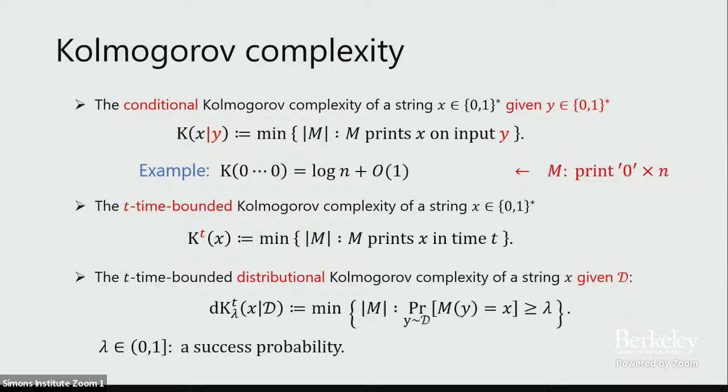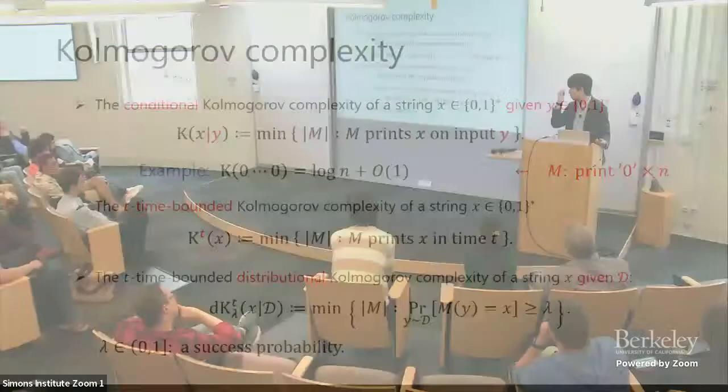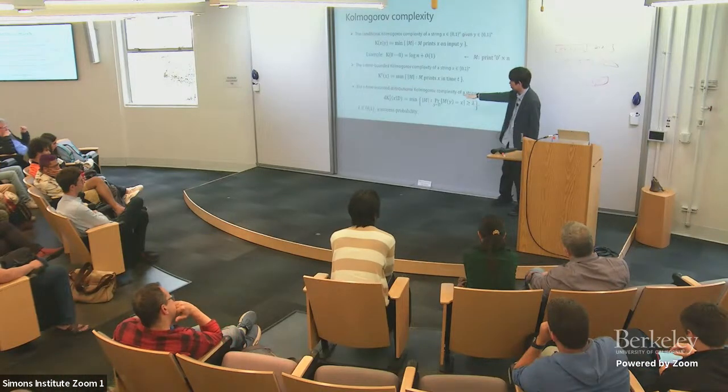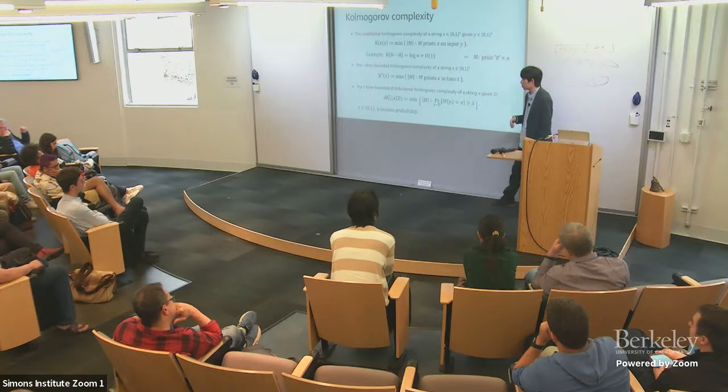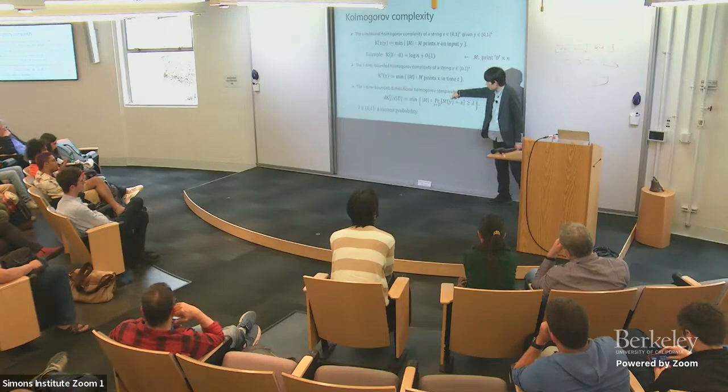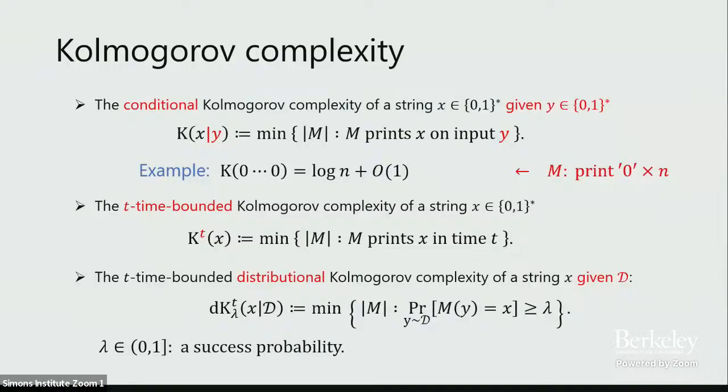Shuichi, is there any distribution I should have in mind that would be useful to think about? Yeah, for example, in the case of the uniform distribution, this is equivalent to randomized Kolmogorov complexity. If you consider the uniform distribution, the program gets a uniform random string as input, and in that case you can think of this as a randomized program. So that's one notion.